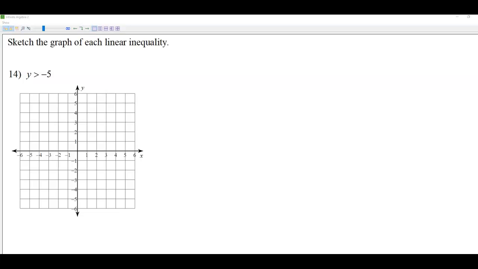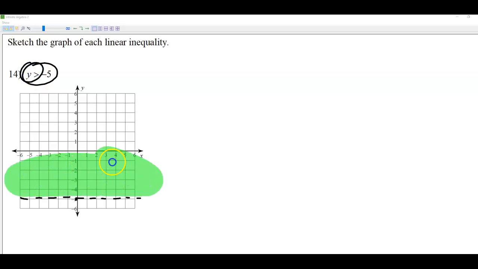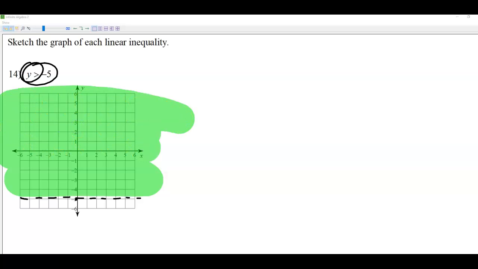Talked about how to graph these ones as well. This is a horizontal line at -5, so it looks like this. But it's not going to be a solid line since there's no equal sign here. It's going to be a dotted line. So let me redraw that. It says y is greater than, and so we'll be shading above that line. And that would be the solution to that one.